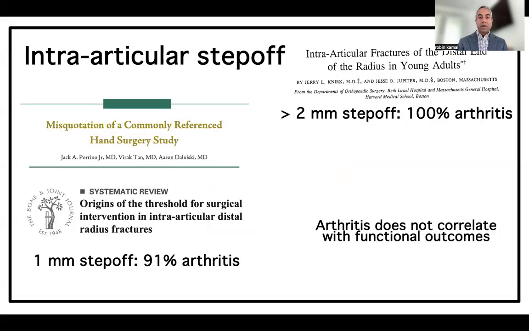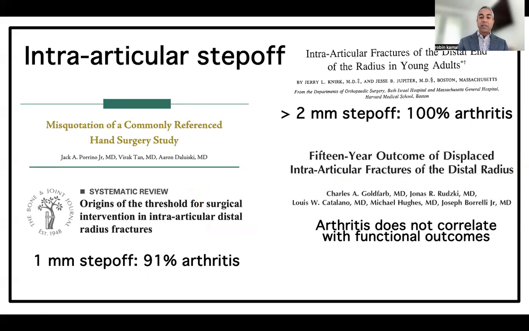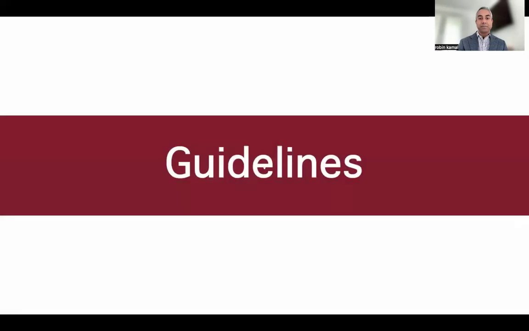Intra-articular step-off has been discussed in all articular fractures about the body. Certainly in the wrist, there's some literature to suggest 2 millimeters of step-off leads to radiographic arthritis from the original Knirk and Jupiter study. The implications of that on the clinical outcomes are somewhat debatable, with arthritis radiographically not necessarily correlating with any functional outcomes.